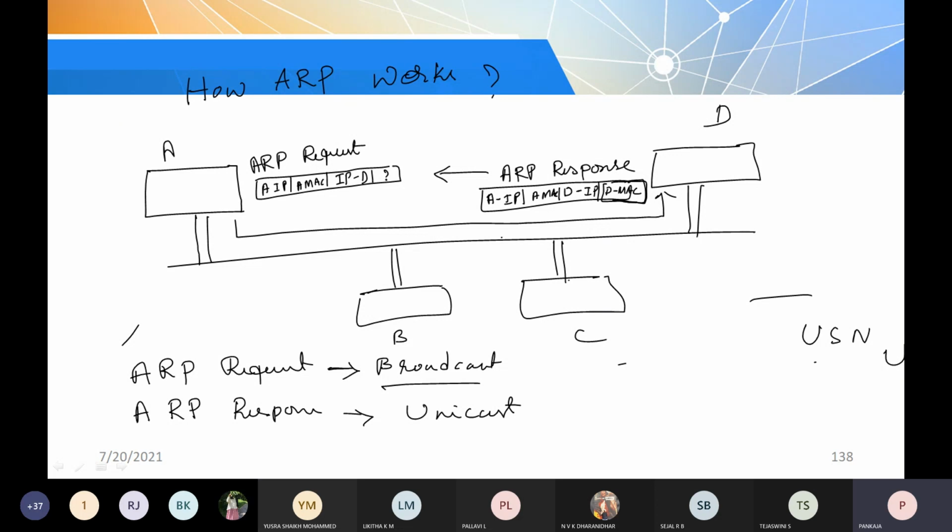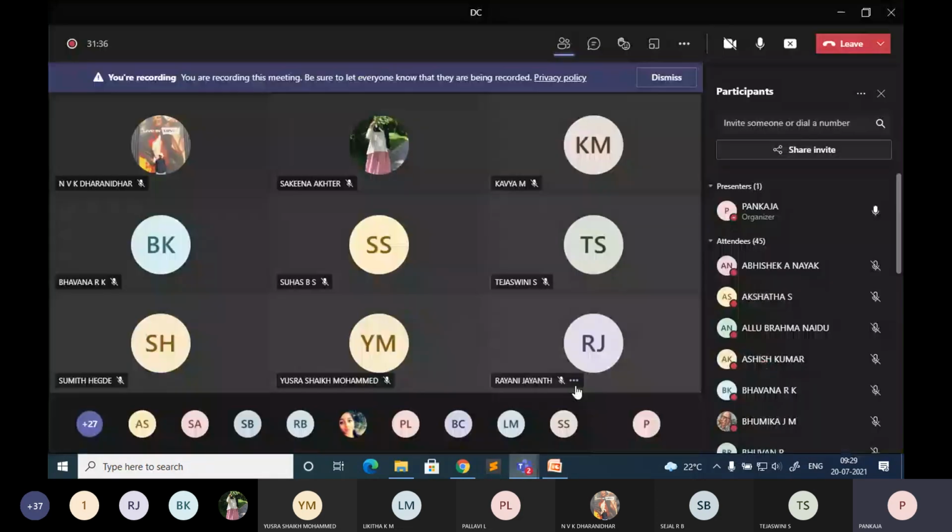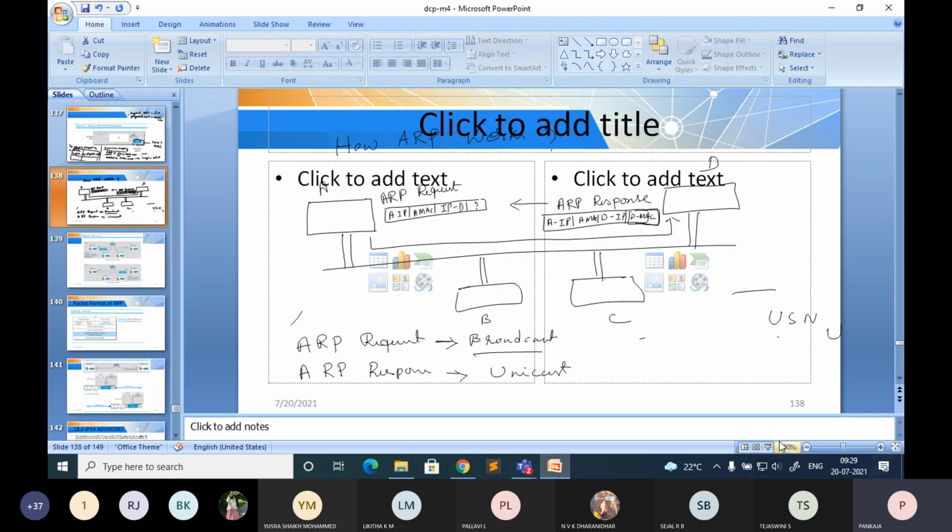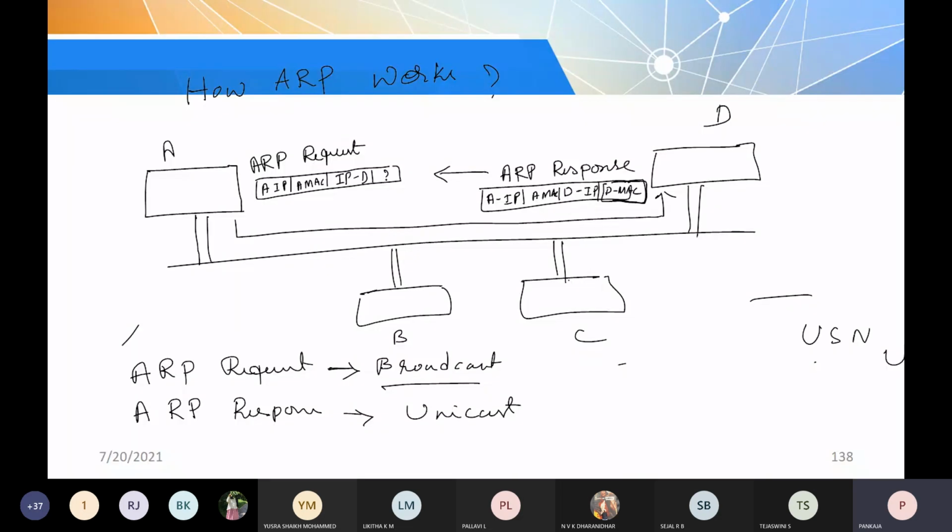Yes, ma'am. Arshita, understood? Recording. Just go through this. If you have any doubt, you can ask. Now I'll show you one example with respect to a network. Abhishek, understood what I'm explaining? Abhishek Nayak. Yes, ma'am, understanding. Okay, fine.